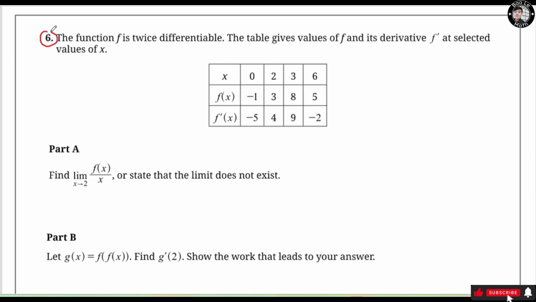Question 6. The function f is twice differentiable. The table gives values of f and its derivative f prime at selected values of x. Question A. Find the limit of L(s) over s when s approaches 2, or state that the limit does not exist.